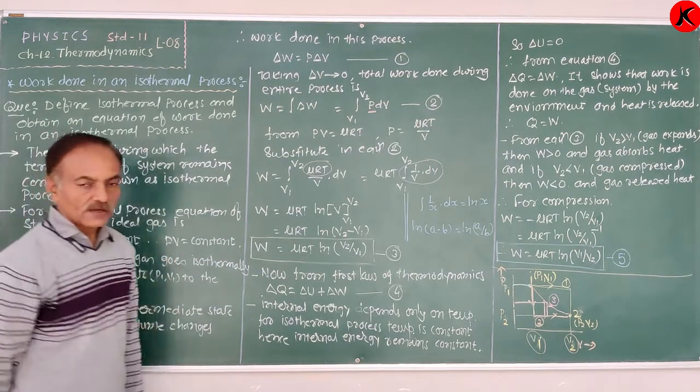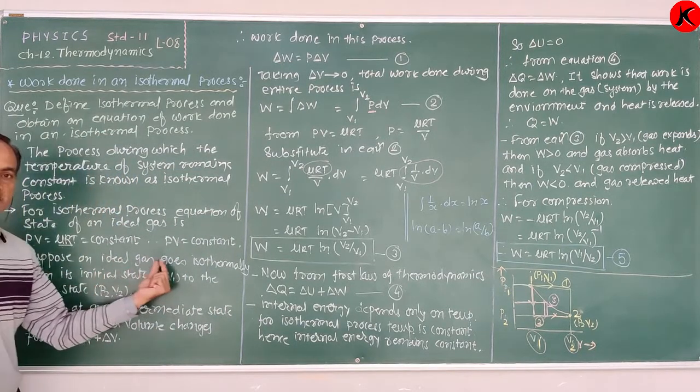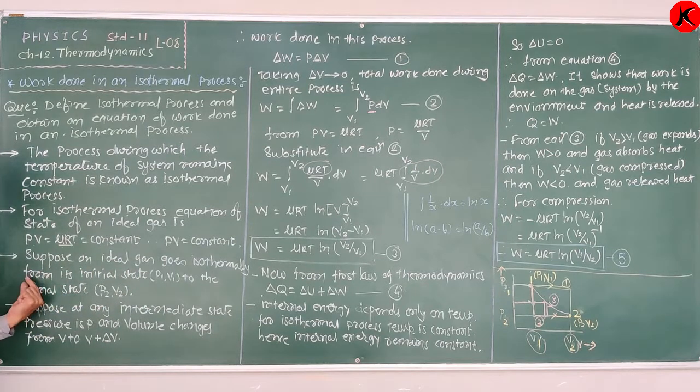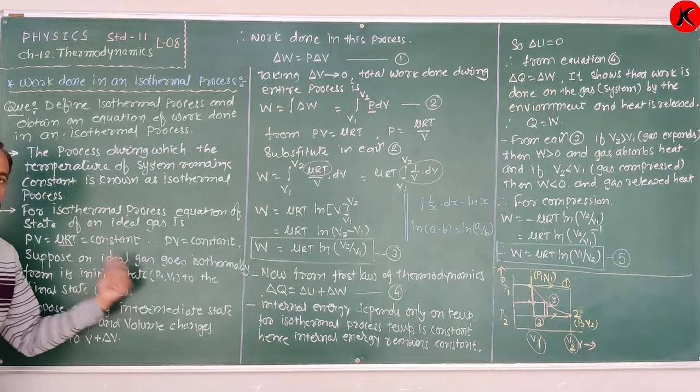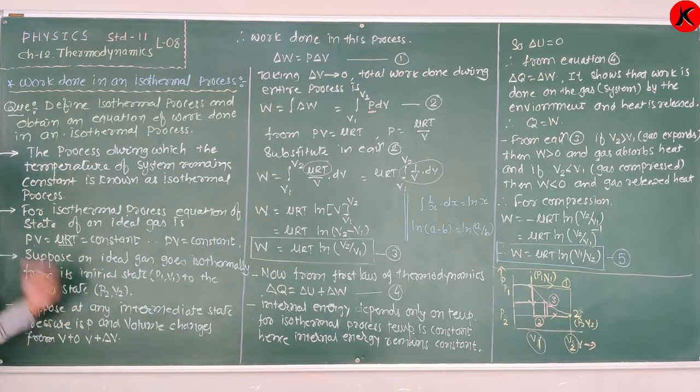Now we are going to derive the equation of the work done. For that purpose, we assume that an ideal gas goes isothermally from its initial state P1 V1 to the final state P2 V2.